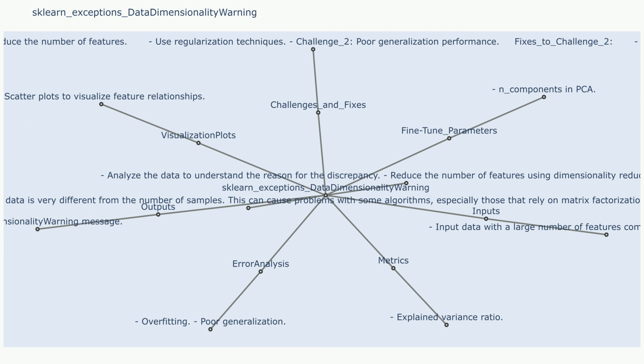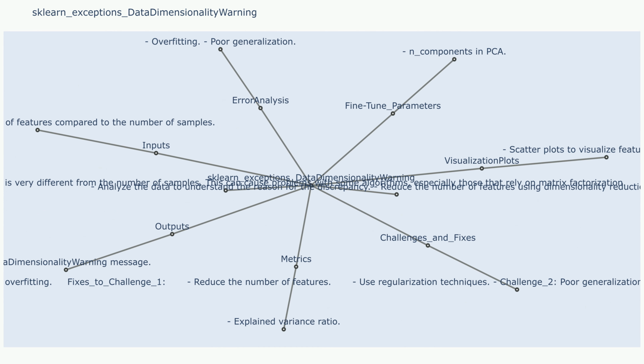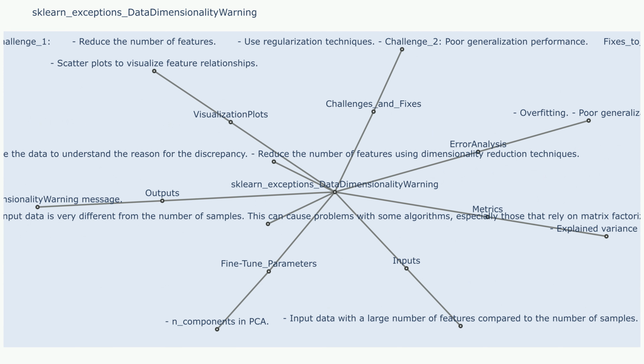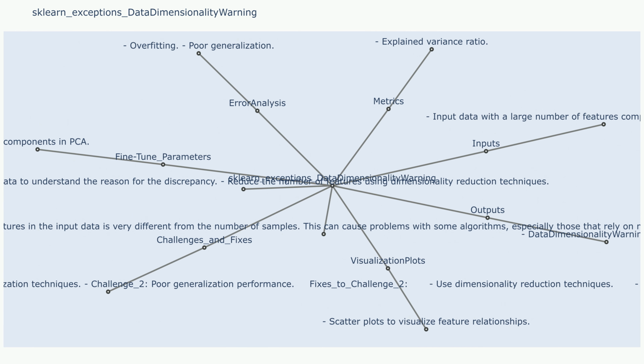Challenge 2: redundant or irrelevant features. Sample use case: your data contains many highly correlated features, or some features have little predictive power. Fixes to challenge 2: Feature selection: apply methods like recursive feature elimination (RFE) or feature importance ranking to identify and remove redundant or irrelevant features. Dimensionality reduction: use techniques like principal component analysis (PCA) to reduce the number of features while retaining most of the variance in the data.